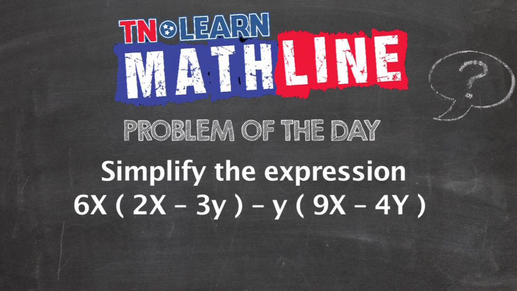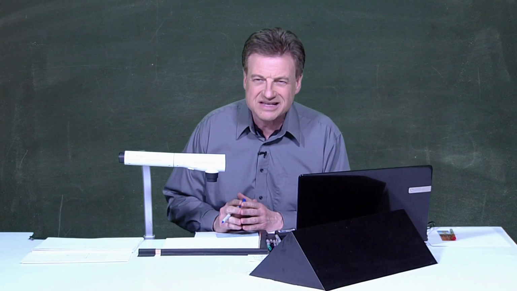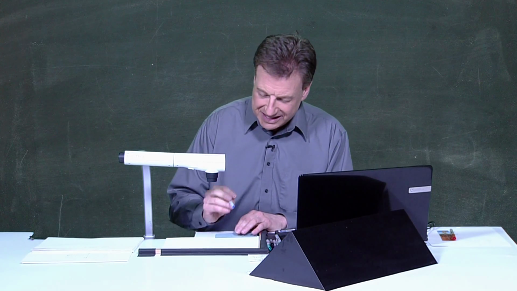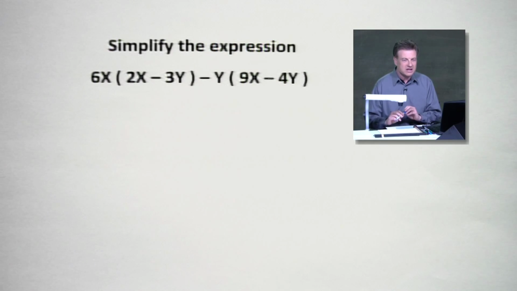We're going to simplify an expression. 6x times parentheses 2x minus 3y in the parentheses minus y times 9x minus 4y. It looks kind of crazy in there, all right? A lot of expression going on, but what we're going to do is try to find some things that may give us some nice like terms. So let's see where it's going to go.